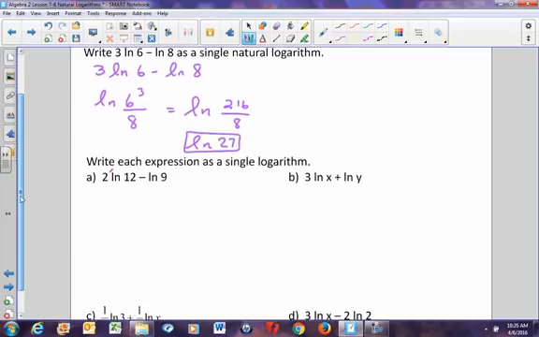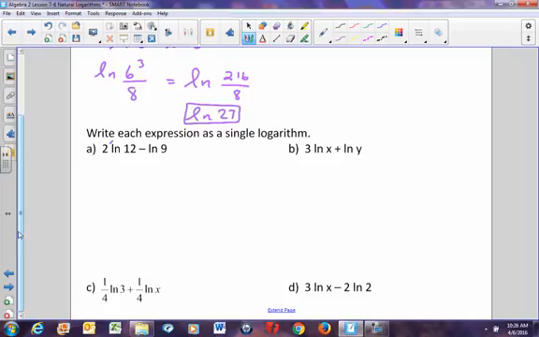Now, we're going to write each expression as a single logarithm. So now we're just going to be using natural logs instead of common logs. So this is subtraction, which means division. So I have a natural log of 12 squared over 9, which is a natural log of 144 ninths, which happens to be 16. Natural log of 16. There it is as a single log.